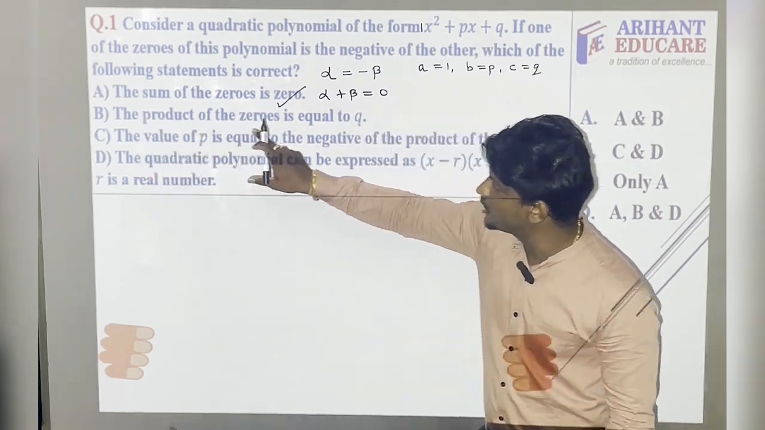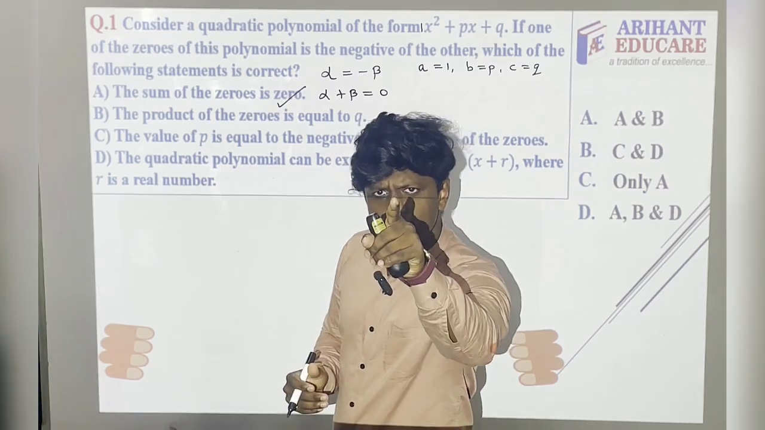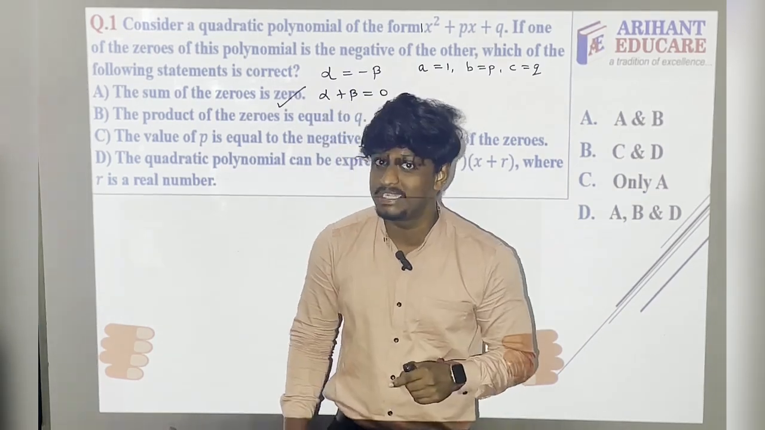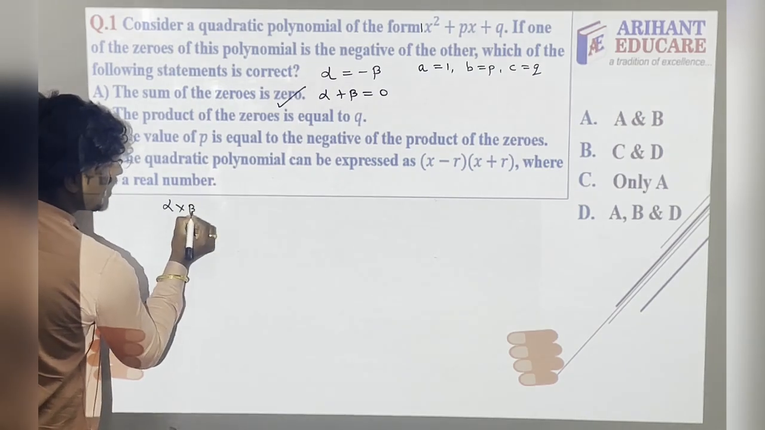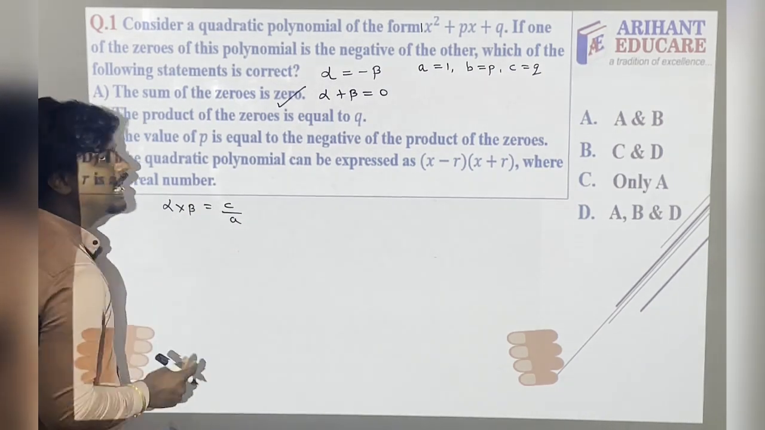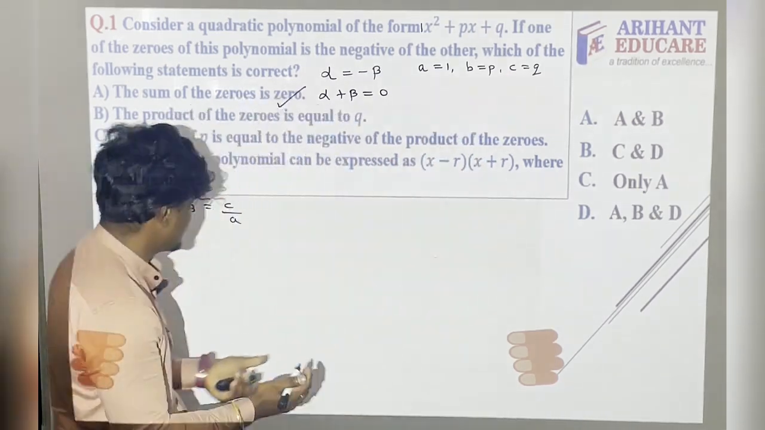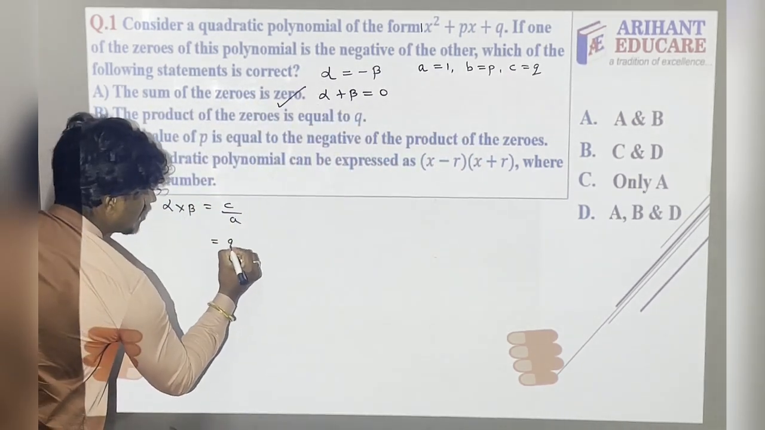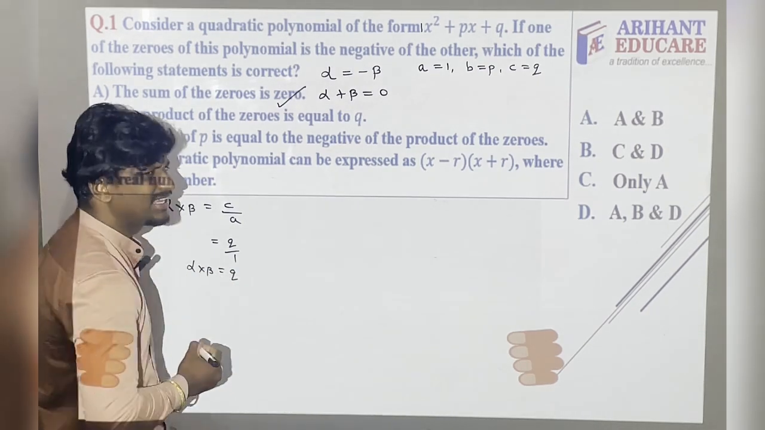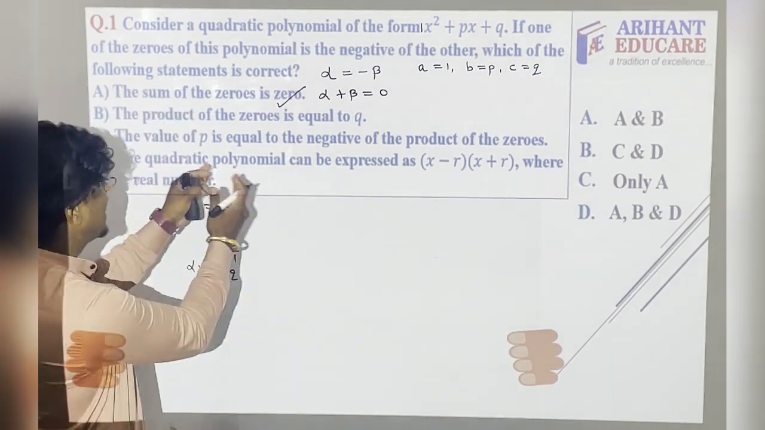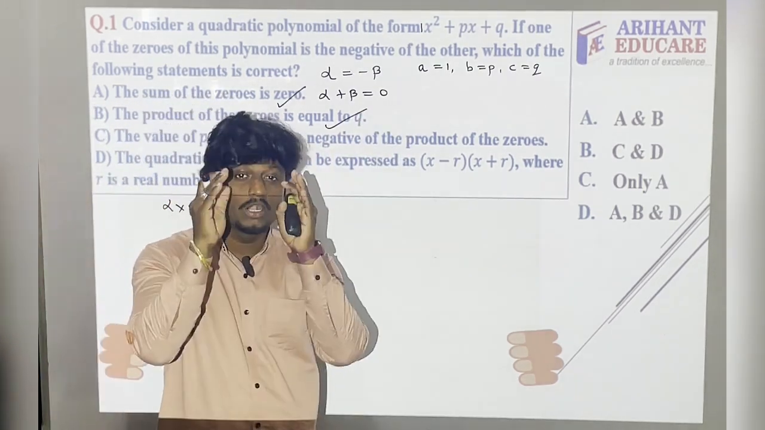It says the product of the zeros is equal to q. What do you mean by product of zeros? Alpha into beta. You know the relation, right? What is alpha into beta? Perfect. Alpha into beta is nothing but c by a. Do we have c and a? Yes, we do. c is q, a is 1. So it is simply q upon 1, that is q. So I get alpha into beta is equal to q. And what are they saying? Yes, the product of the zeros is equal to q. I can say statement B is also true.